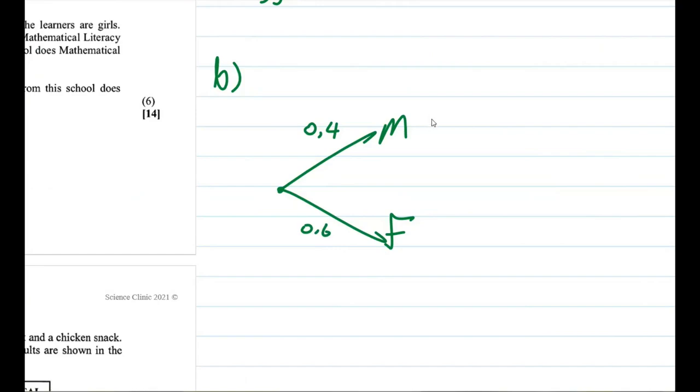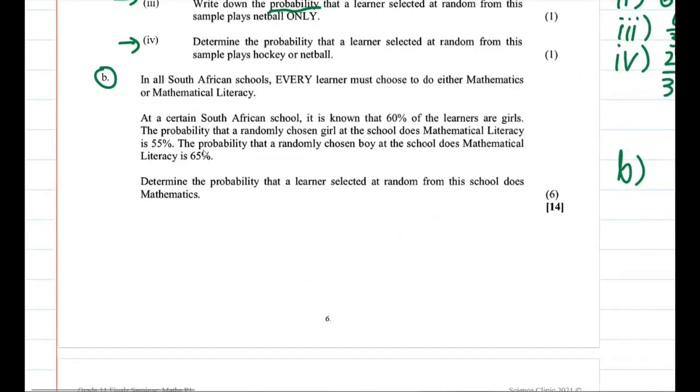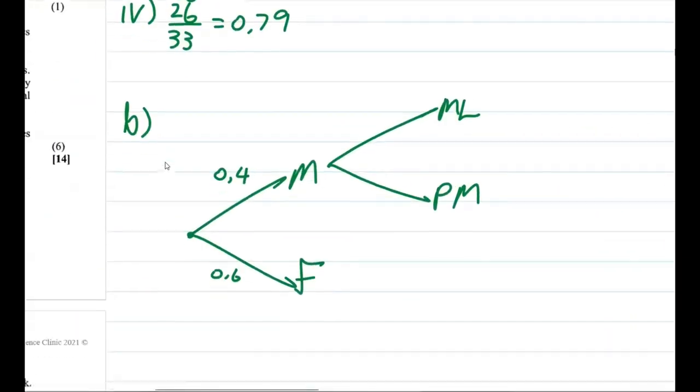Now we need to go and pinpoint whether they have mathematical literacy. So I'm going to write down here ML or just PM for pure maths. Now they say the probability that a randomly chosen boy at the school does mathematical literacy is 65%. So on the ML branch, what will be the value that we're going to slot in there? That would be 35%, 0.35.